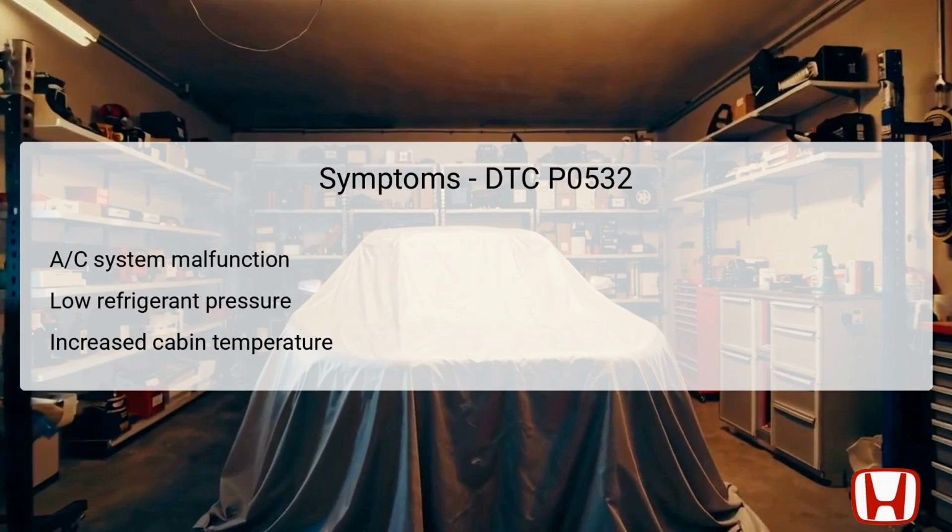The symptoms associated with the DTC P0532 can directly impact the functionality and comfort of the vehicle's climate control system. Typically, one of the first symptoms drivers may notice is a malfunction of the AC system itself, where it may fail to produce cold air or exhibit inconsistent temperatures. As a direct result of the AC system not functioning efficiently, the cabin temperature may rise, leading to discomfort for both the driver and passengers.